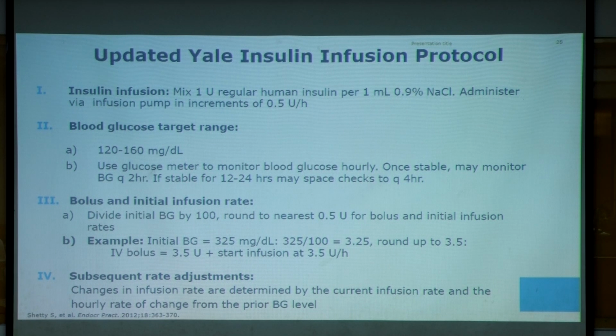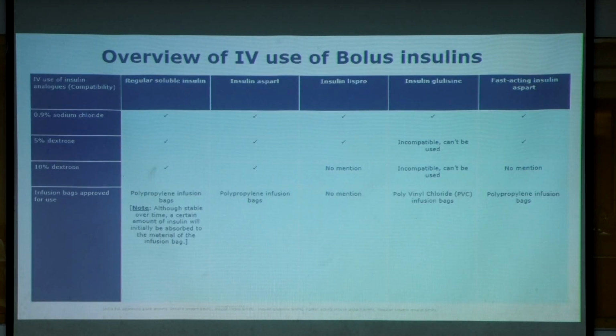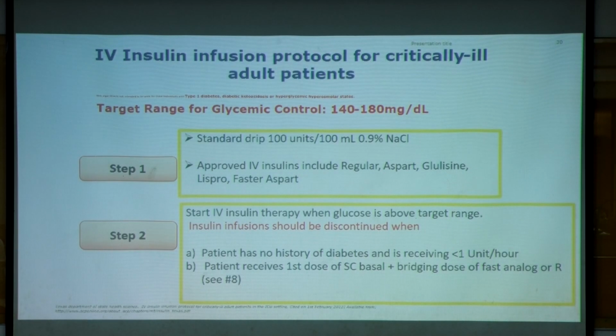The subsequent rate of adjustments, you can also do according to the blood sugar level. This I'm not going to detail. Now coming to the protocol, how we are going to do it. Yes, this is the IV insulin protocol for critically ill adult patients. The target range of glycemic control is 140 to 180. You have to bear it in mind, 140 to 180, always have it in mind.